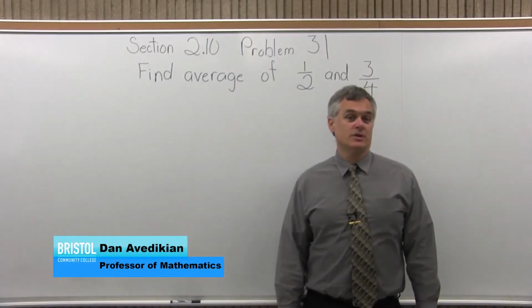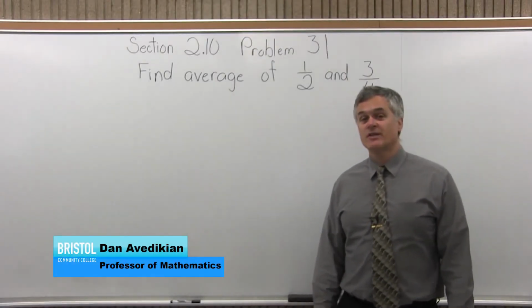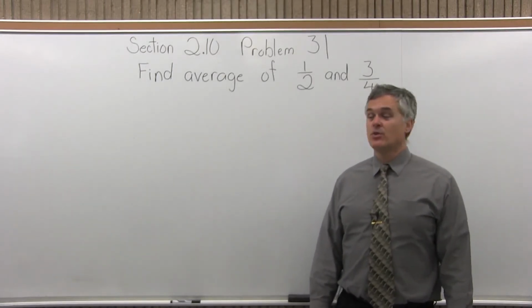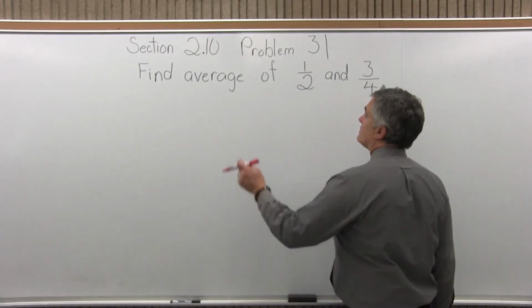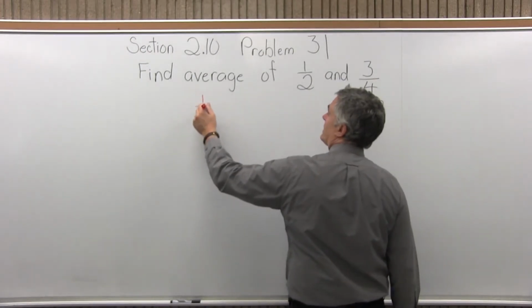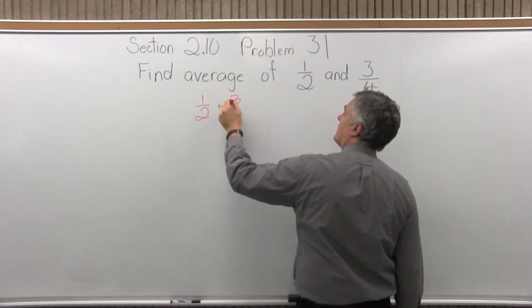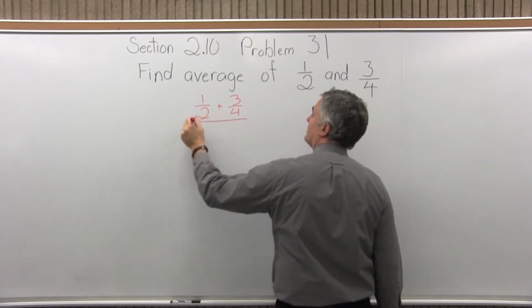This is Section 2.10, Problem 31. It says find the average of 1/2 and 3/4. So to find the average, what I want to do is add the 1/2 and the 3/4 together and divide that result by 2.